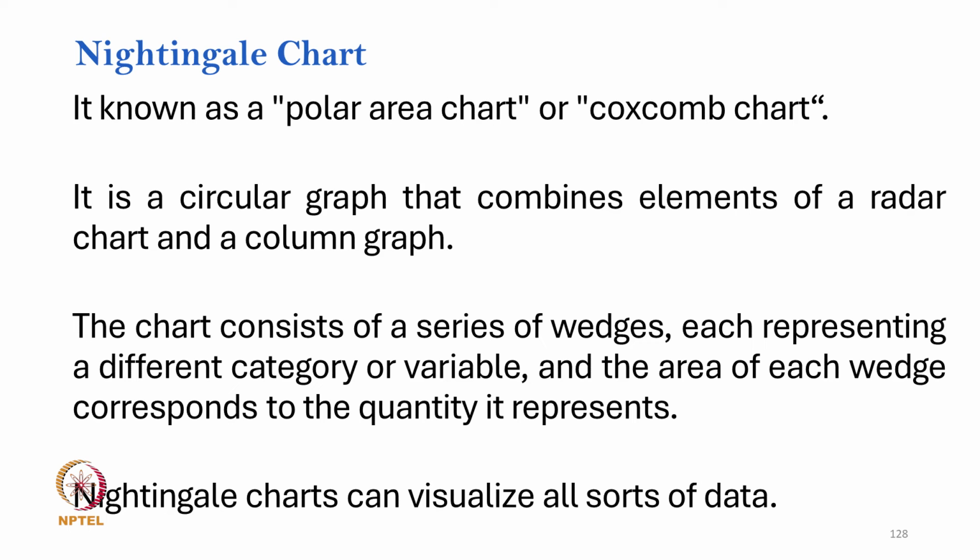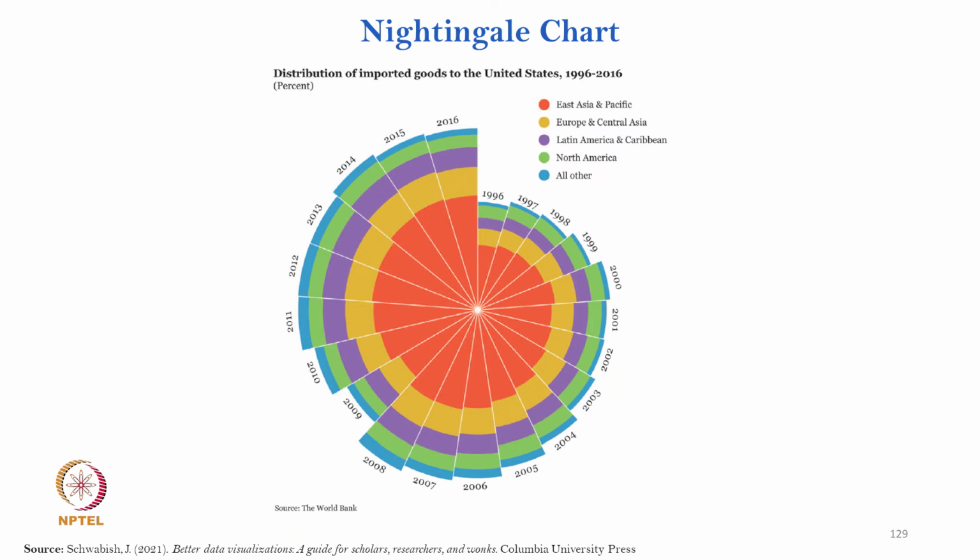Another chart is the nightingale chart. It is also known as the polar area chart, a circular graph that combines the elements of a radar chart and a column graph. The chart consists of a series of wedges, each representing a different category of variable, and the area of each wedge corresponds to the quantity it represents. This kind of chart can visualize all sorts of data.